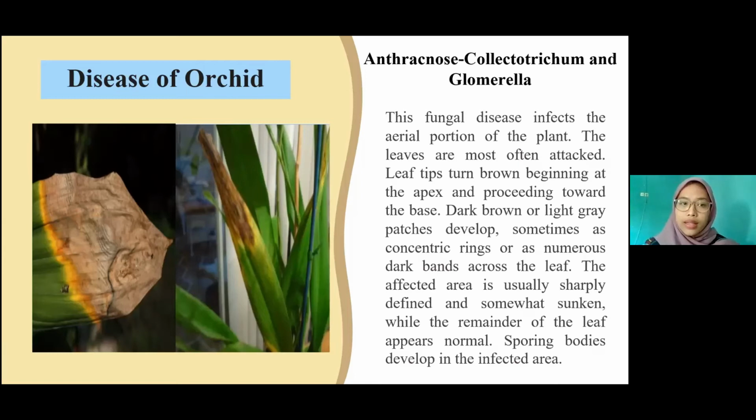And then this is the disease of orchids, anthracnose, Colletotrichum and Glomerella. This fungal disease infects the aerial portion of the plant. The leaves are most often attacked. Leaf tips turn brown, beginning at the apex and proceeding toward the base. Dark brown or light gray patches develop, sometimes as concentric rings or as numerous dark bands across the leaf. The affected area is usually sharply defined and somewhat sunken, while the remainder of the leaf appears normal. Sporing bodies develop in the infected area.